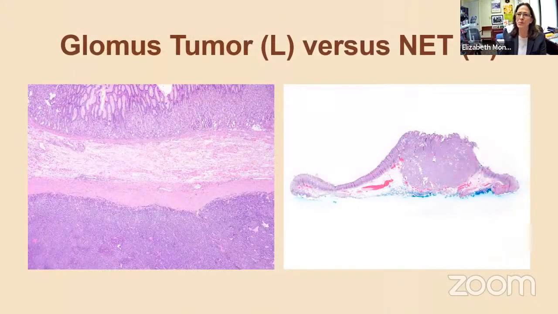So just another little beauty contest. Notice the location of the glomus tumor in the muscularis propria as opposed to the neuroendocrine tumor at the junction of the mucosa and submucosa.